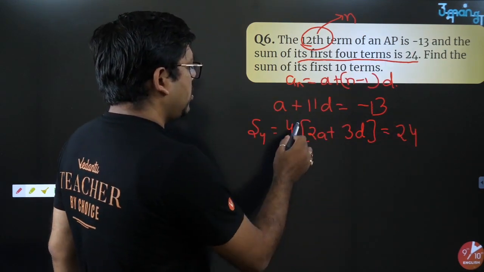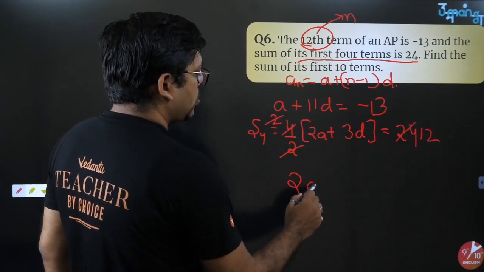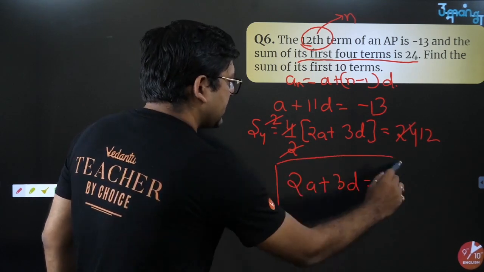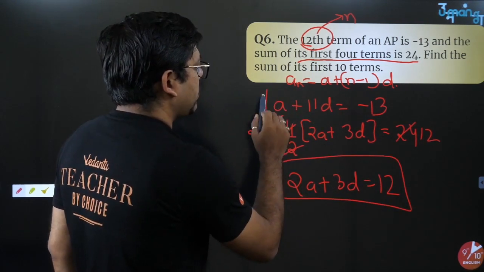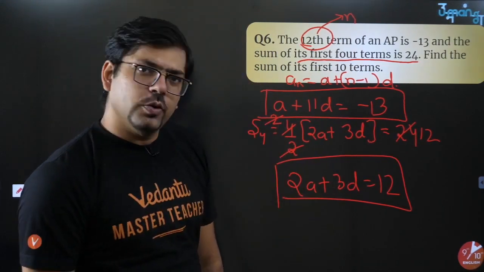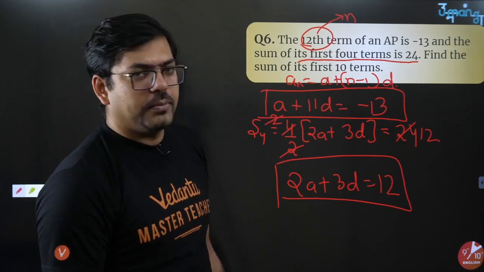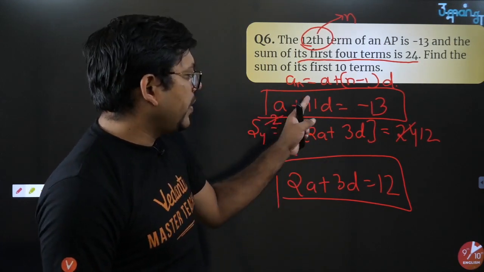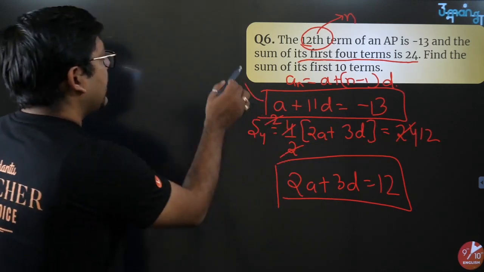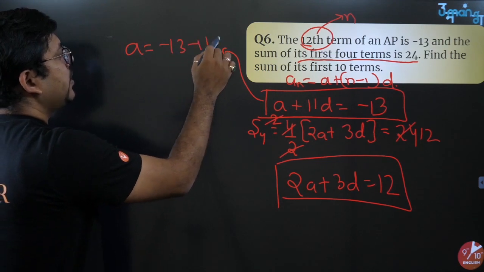Very simple. 2 will cancel into 24, giving 12, so we have got 2a plus 3d equals 12. This is my second equation, and this is my first equation, a plus 11d equals minus 13. Can you find it? Yes, you can. So easy. Using the elimination method, from here you will get a equals minus 13 minus 11d.